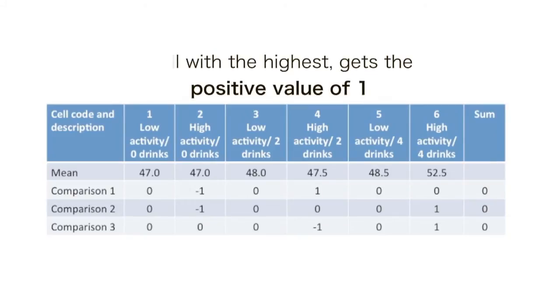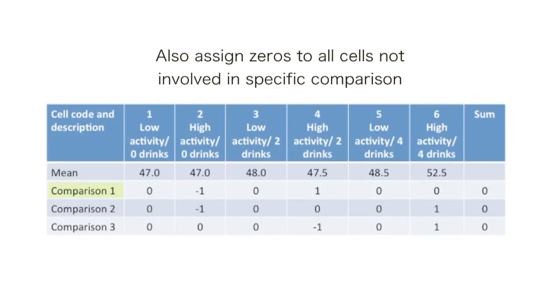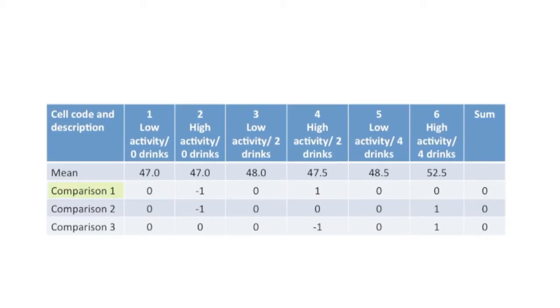So in the first comparison, I'm comparing 0 with 2 drinks. 2 drinks in the high activity Wii game has a higher mean than 0 drinks in the high activity Wii game. So it gets a positive 1, and the other gets a -1. We also assign zeros to all cells not involved in the specific comparison. So this comparison tests if 47.5 is different from 47.0.